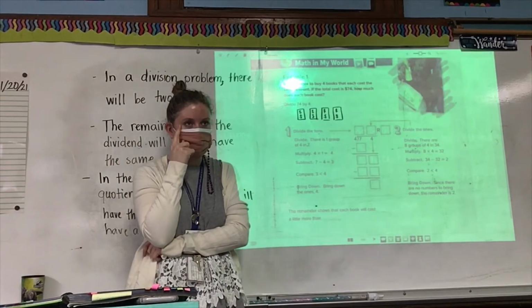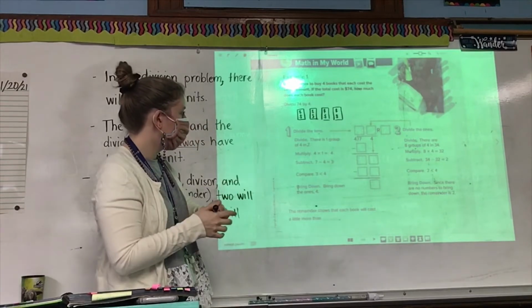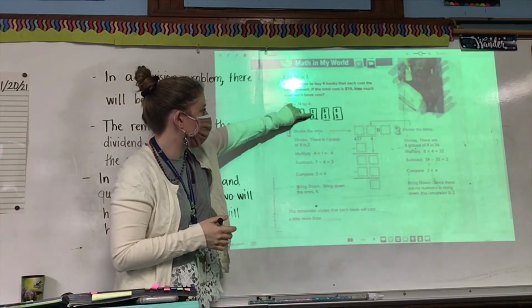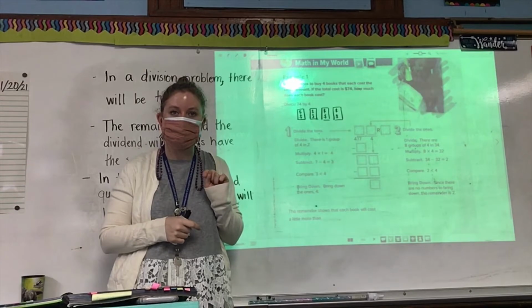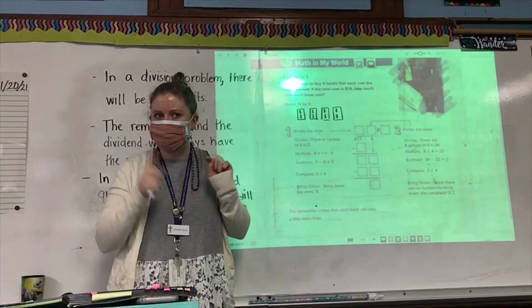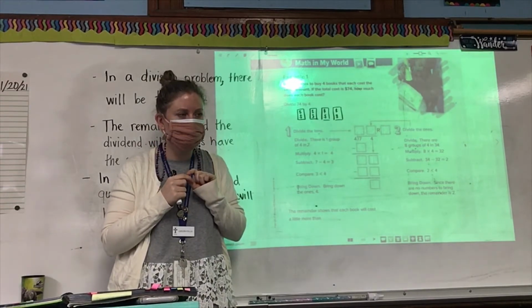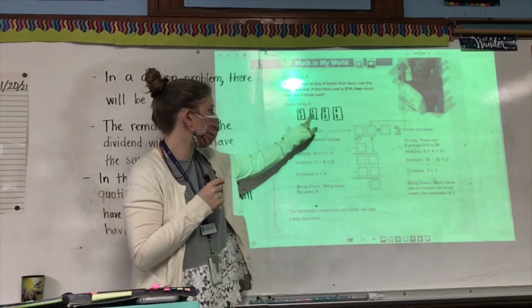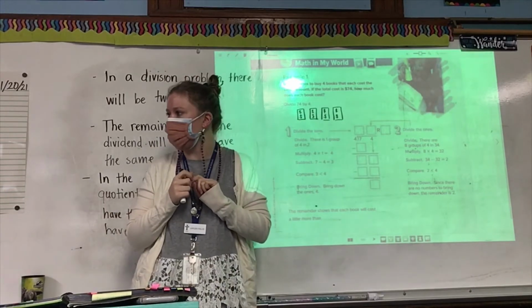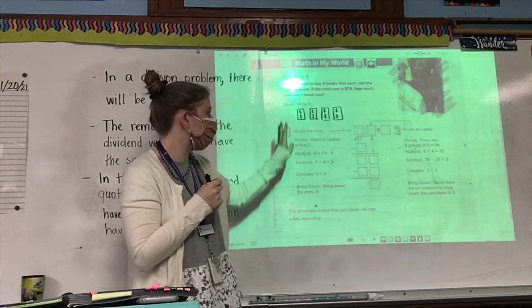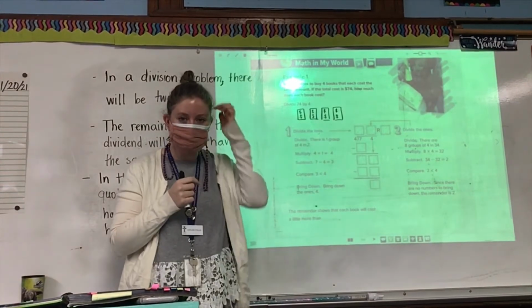How much did each book cost? Okay. So I'm trying to figure out what these $2 signs mean. Are they going to be different numbers? Is each symbol for the dollar signs going to be different numbers? No, because we know all 4 books cost the same amount.